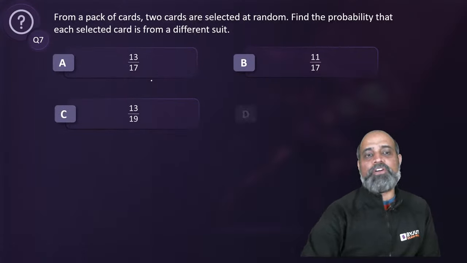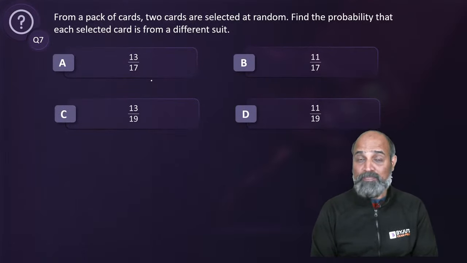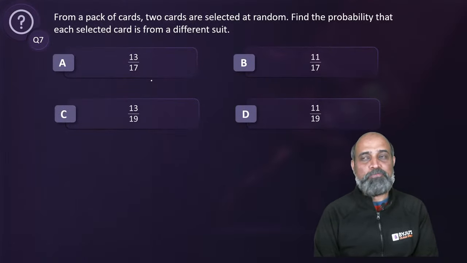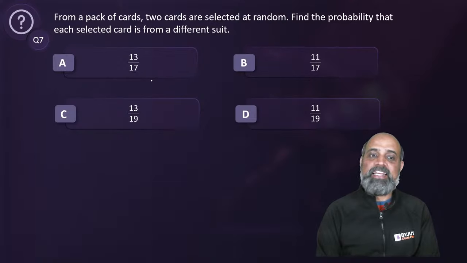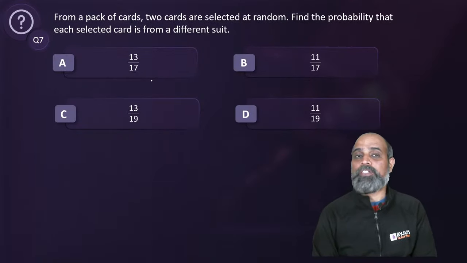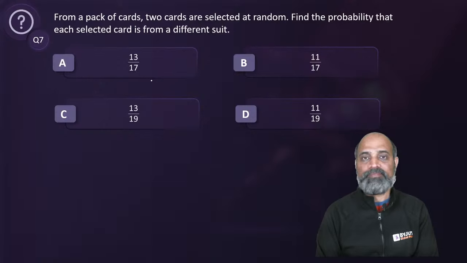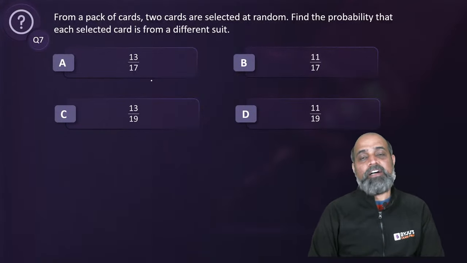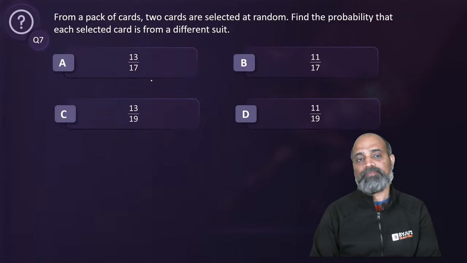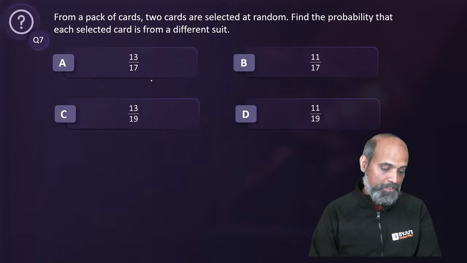Next question. A pack of playing cards has 52 cards. 2 cards are selected at random. Find the probability that each selected card is from a different suit. How can we do that?